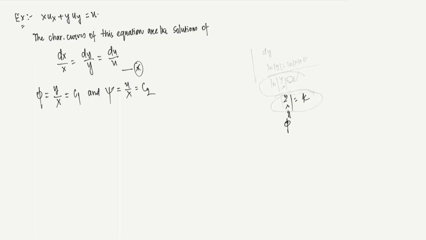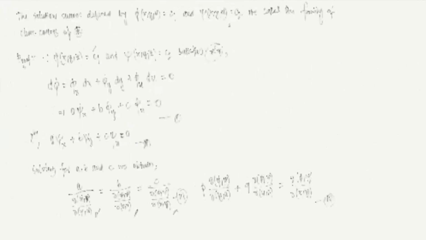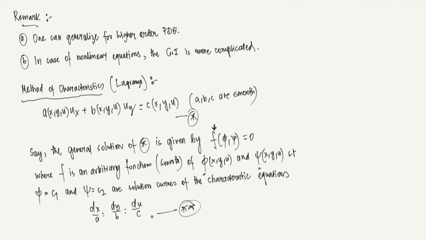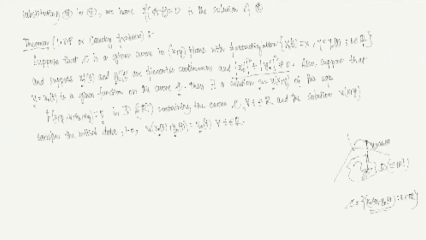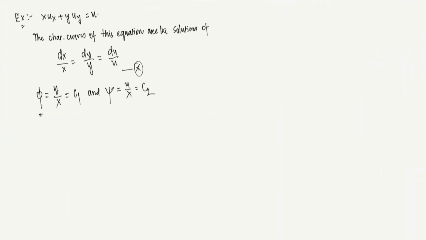You understand? So if I am assuming my capital phi to be y by x, then on the characteristic curve it is constant. We want our phi and psi to be constants along the solution. So along the characteristic curves, we want them to be constants. This is exactly what is happening here. This is just a trick way of writing it. Okay, where C1 and C2 are arbitrary constants.